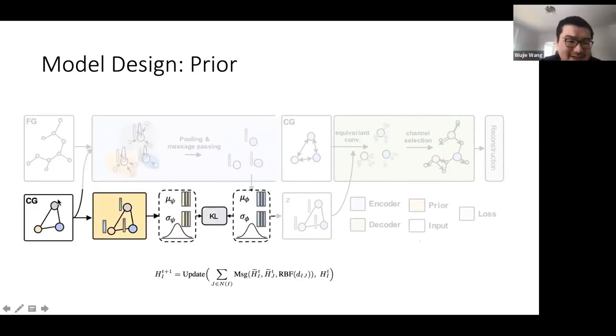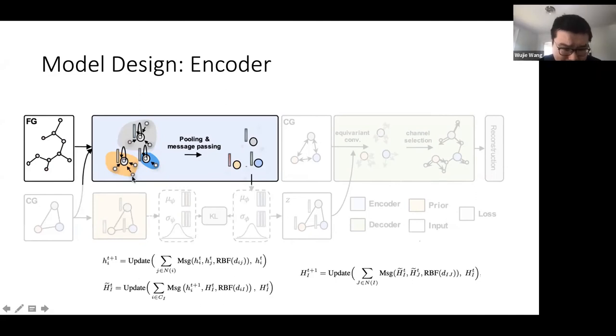Yeah, so this is the prior model. So you're talking about the prior model, right? The prior model will solely operate on the coarsened graph, basically, to parameterize the Z that's solely conditioned on the big X. And I think one thing I forgot to mention is that this encoder mixes information at the coarse and fine grain level. How it mixes information is that it takes the edge feature of the distance between the fine grain node and coarse grain node during the convolution.